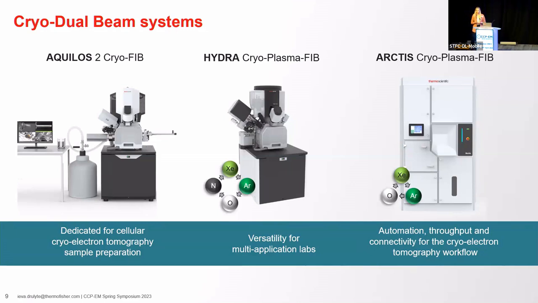The workhorse of the workflow, there are over 100 of these dual beams worldwide. And actually, if you look at most of the publications which have used a Thermo Fisher dual beam, it will probably be the Aquilos. Then in the middle, we have the Hydra, which is a plasma FIB, and it is really versatile. It can do different applications, including room temperature work. And of course, we have the new kid on the block, the Arctis cryo-plasma FIB, which is really geared towards automation and connectivity.